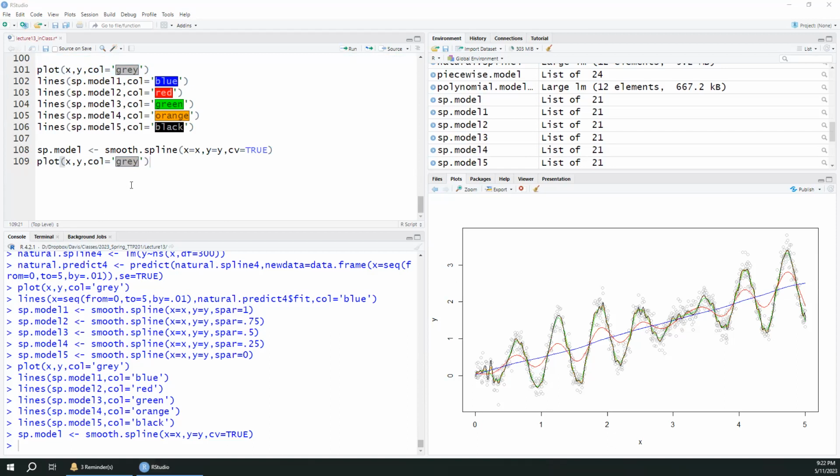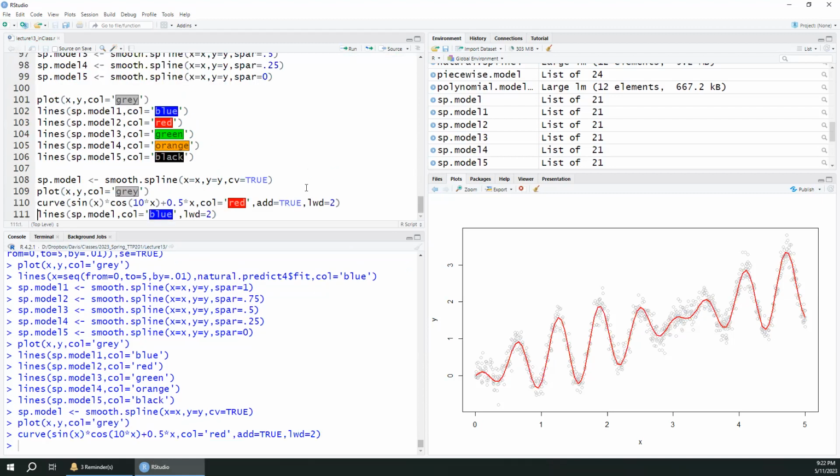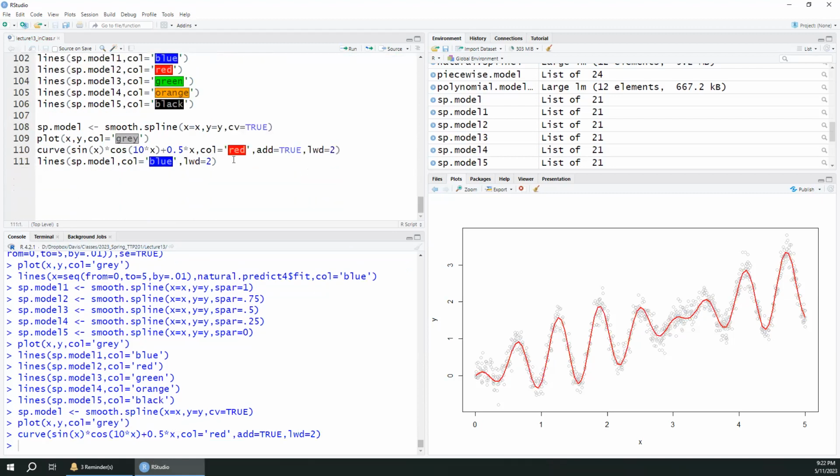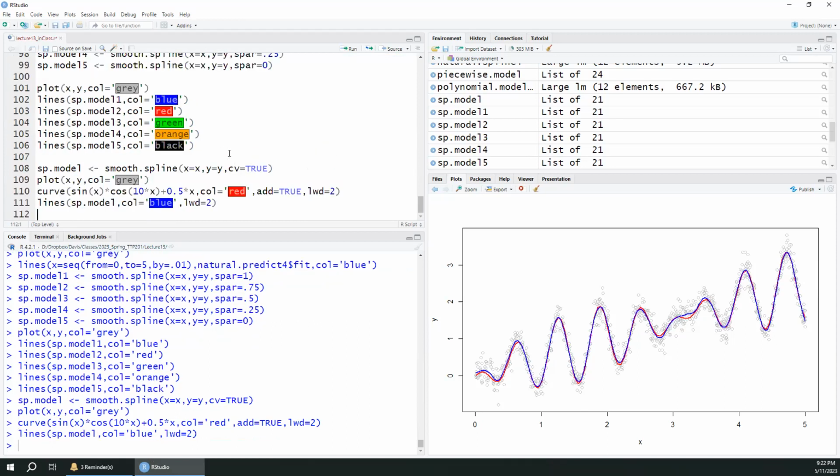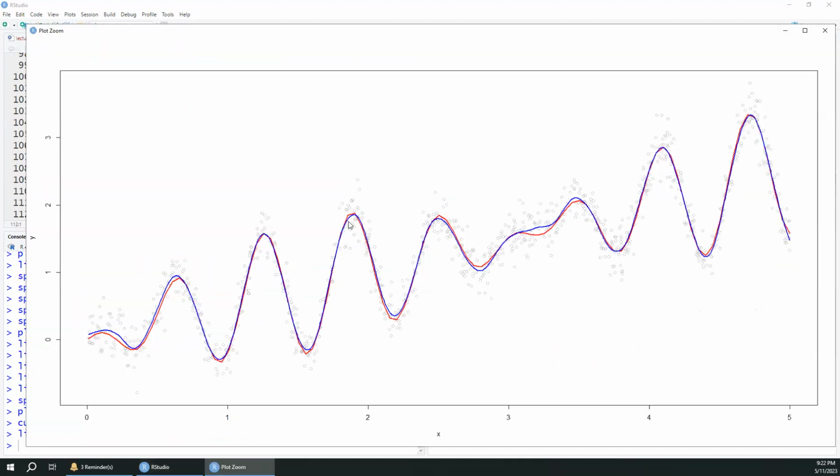and I should be able to see how this compares against our true function in red. And here, finally, there is our smooth spline function compared to our true function. And you can see it's pretty darn close, okay?